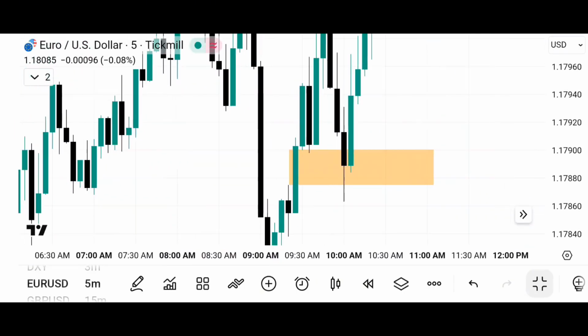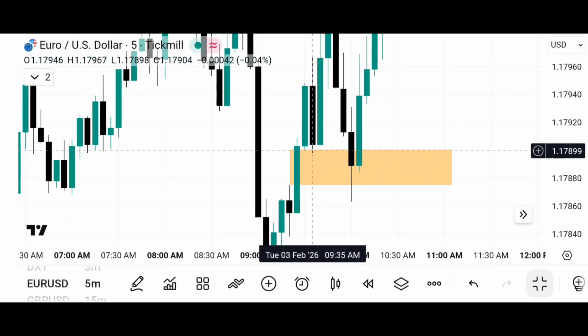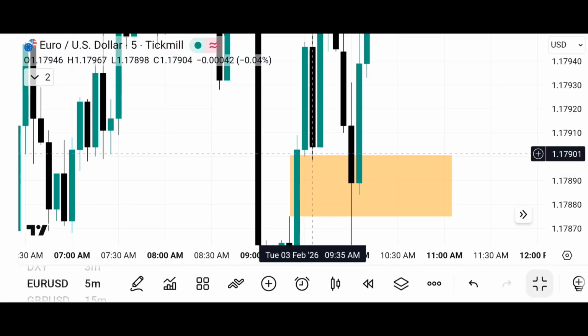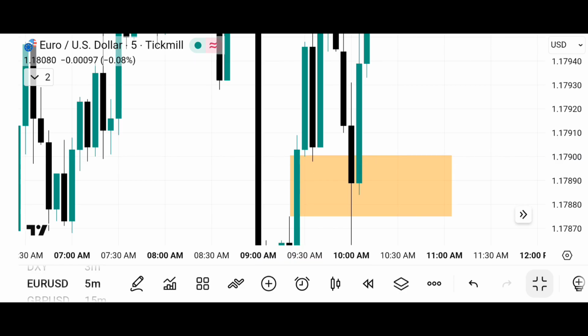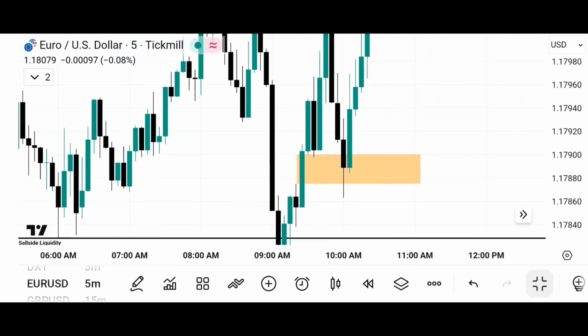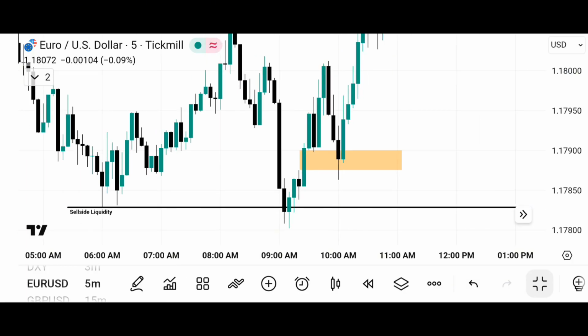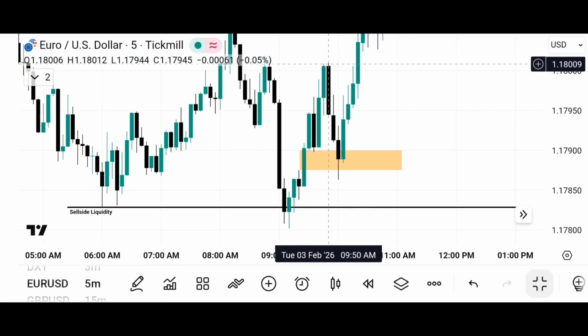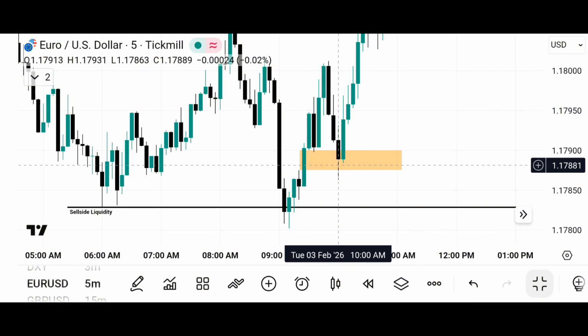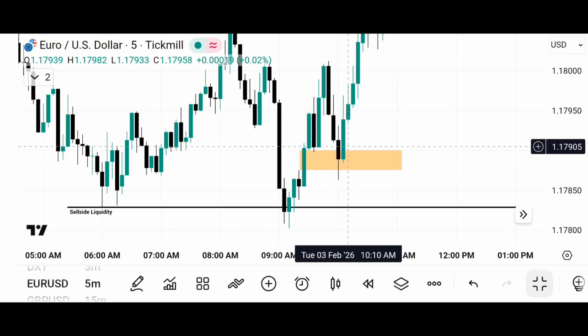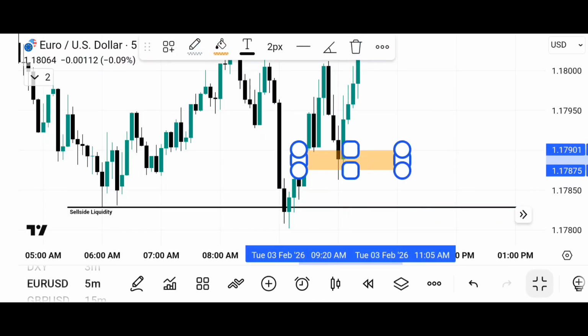So after price created this fair value gap, price traded a bit into the upper quadrant of the fair value gap, but not so much. Then price rallied up. After this rally up, it went down further to trade into the fair value gap, which you can see right here. Let me add the midpoint to it.